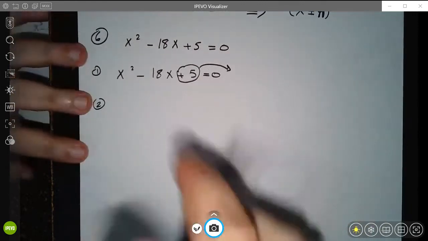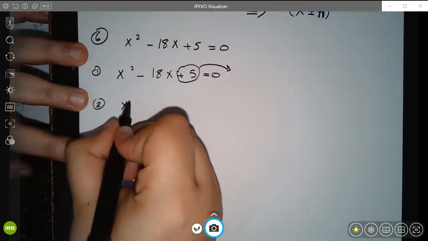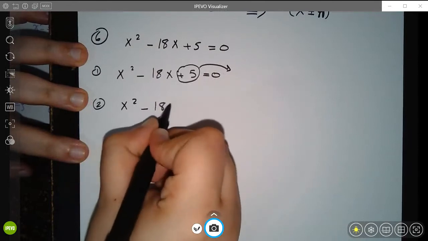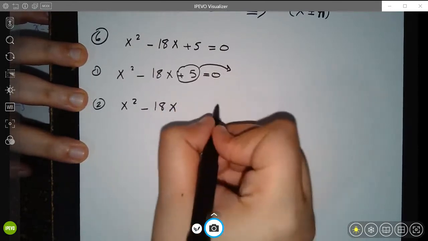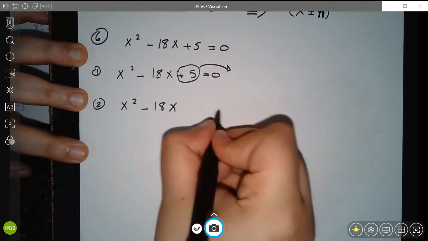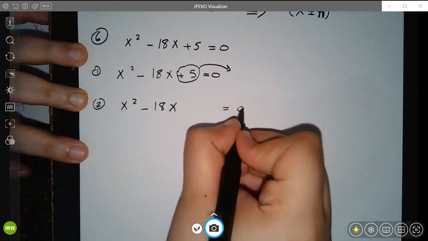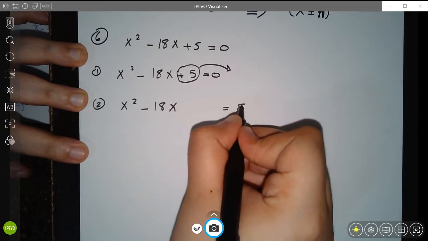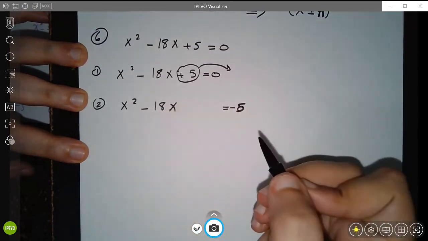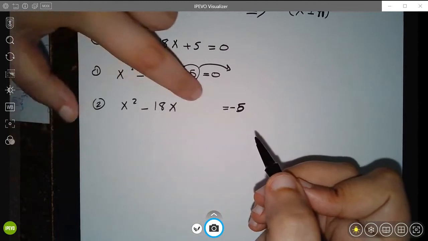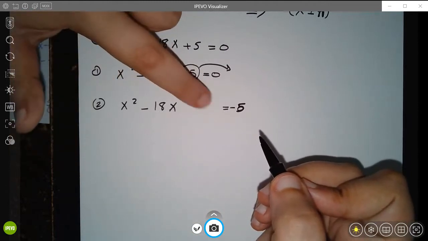Okay? So after step 2, the equation looks like this. Minus 18x. Now, please make sure to leave a room between the 18x and the equality sign, the 5. Oh, sorry, not 0. Since it was positive, now it's going to be negative. Okay? That space is necessary because you're going to add stuff in here.